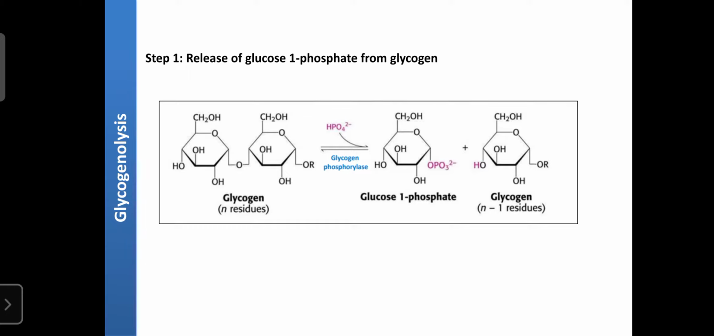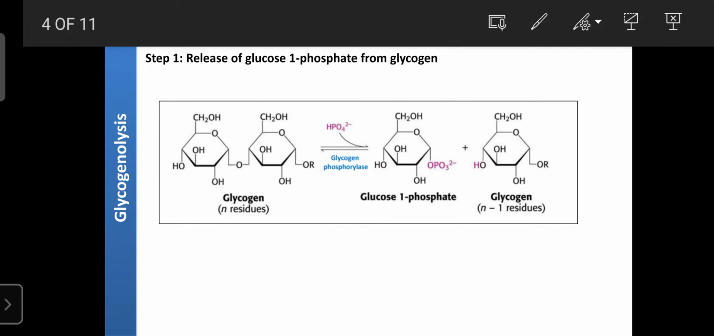Step 1 is known as the release of glucose 1 phosphate from the glycogen. This reaction is regulated by the enzyme glycogen phosphorylase. Glycogen phosphorylase is the initial enzyme, and it is required for glycogenolysis.